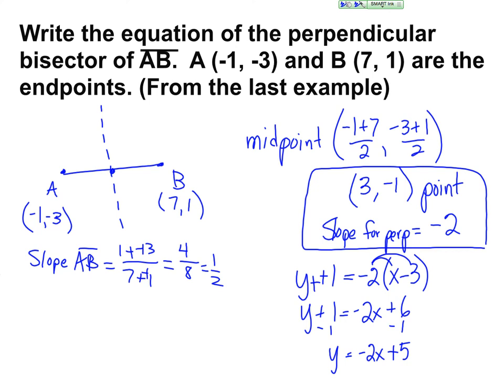What point do we want it to go through? Do we want it to go through A? Do we want the perpendicular bisector over here? No. We want it to go through the midpoint. So I'm using the 3, -1 for the point and the slope of -2.